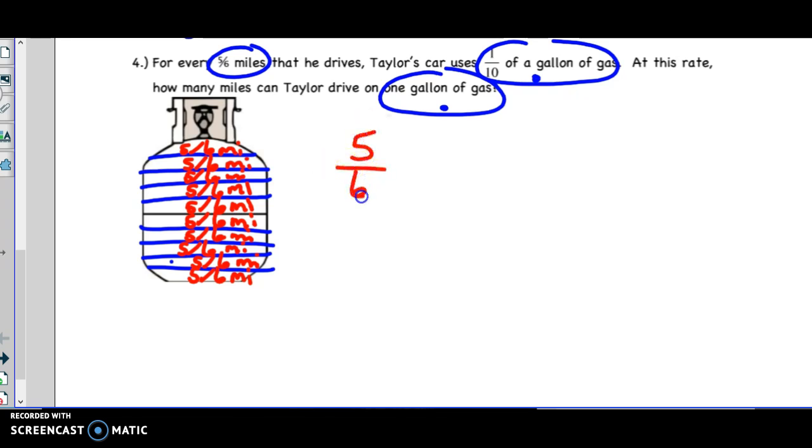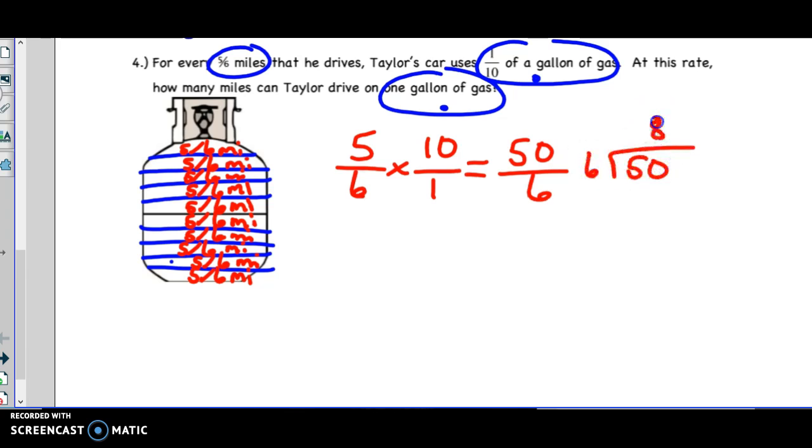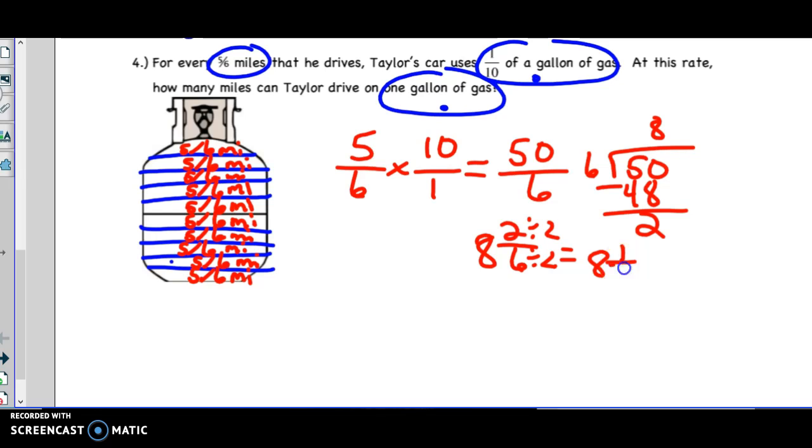So when I look back, I wrote 5/6 of a mile 10 times. So 5/6 times 10/1, that's going to give me 50/6. When I change that into a mixed number, 6 can go into 50 8 times. I have a remainder of 2, so that's 8 and 2/6, but that can simplify. So 8 1/3 miles is my answer. Taylor can drive 8 1/3 miles on an entire gallon of gas. So what we did here is we were trying to figure out how to solve the problems by drawing a picture. Now let's look at how to solve these problems using a proportion.